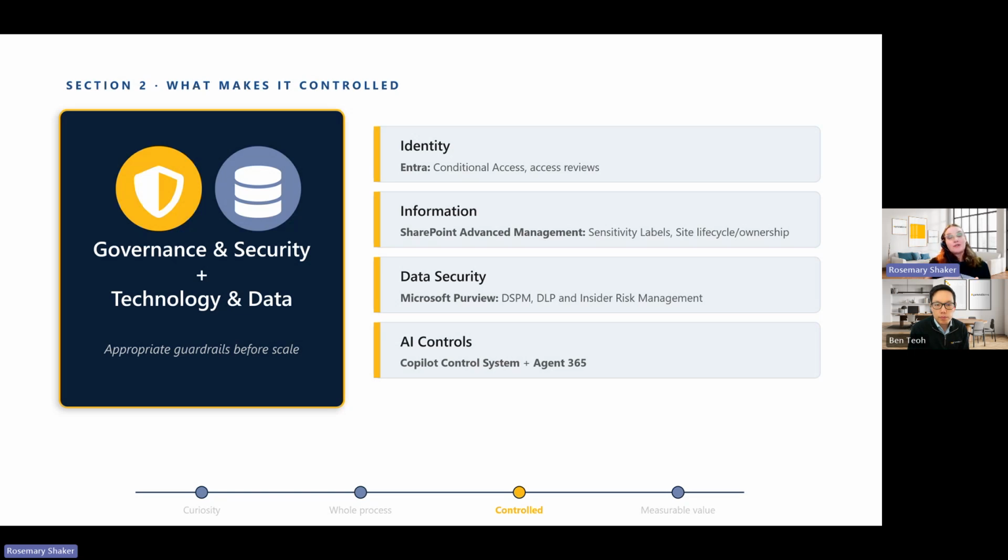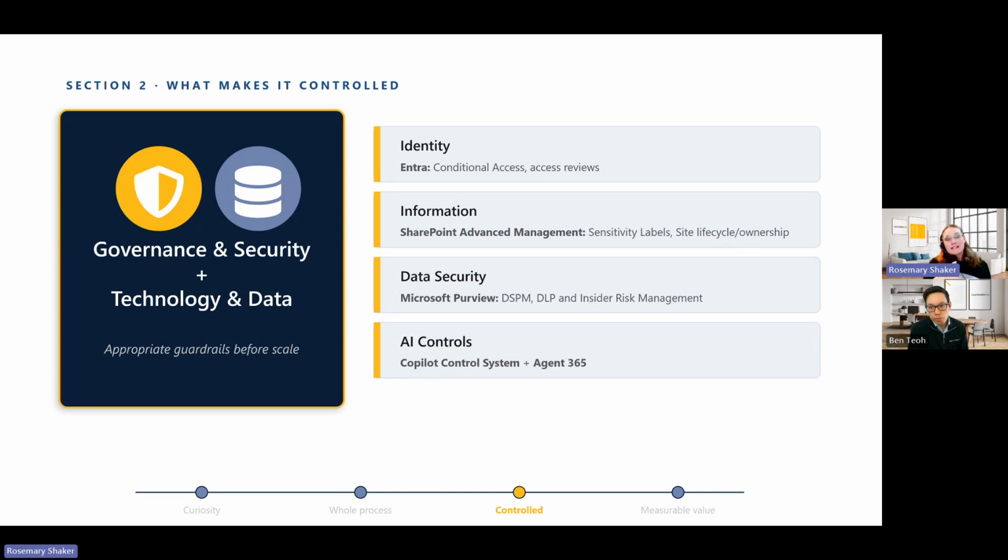Now we have a huge range of tools that sit right across the Microsoft stack, and Sean talked about some of those in last week's session, where we've got controlling of our identity with Entra, we've got our information management tools with SharePoint Advanced Management, our sensitivity labels, our site life cycles with SharePoint, our SharePoint ownership. We've got our data security with Purview, and our DSPM, our data loss prevention, our insider risk. So all of those tools sit right across the Microsoft suite.